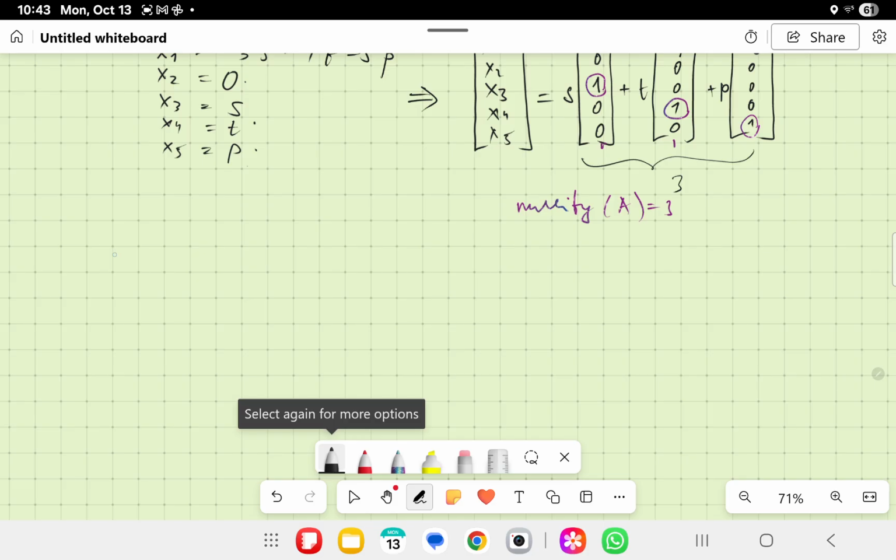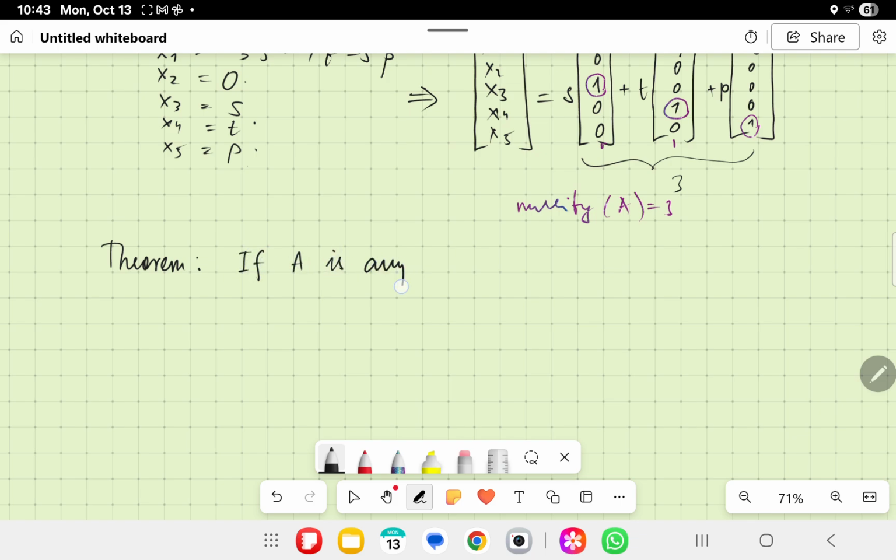My next theorem I'm going to discuss is that if A is any matrix, then rank of A equals rank of A transpose. Well, this is a very, very simple theorem. I'm going to prove it in just one line.